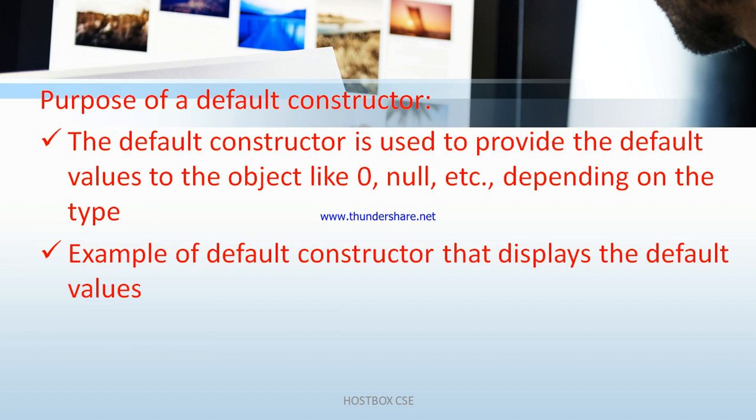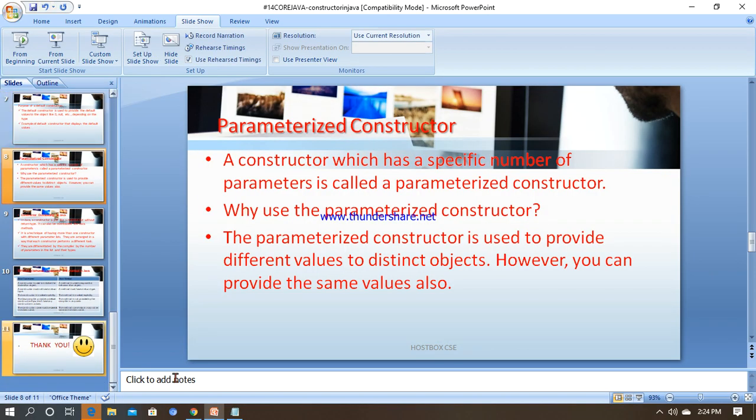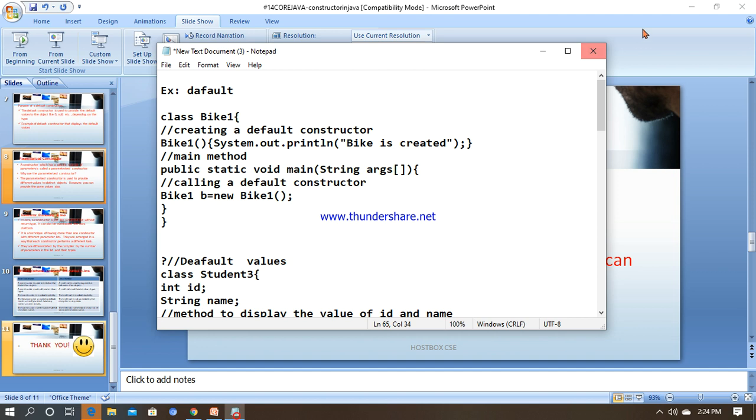Let's go for an example. Now the question arises: what is the purpose of a default constructor? It's a constructor you use to provide default values to the object like 0, null and so on, depending on the type. So let's go for an example of a default constructor, displaying the default values. We are going to see two examples here. They are already in the notepad.